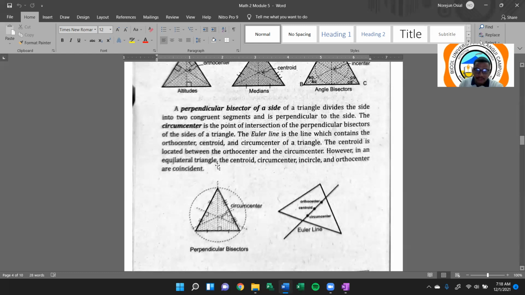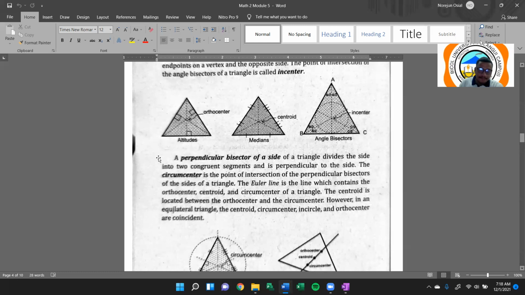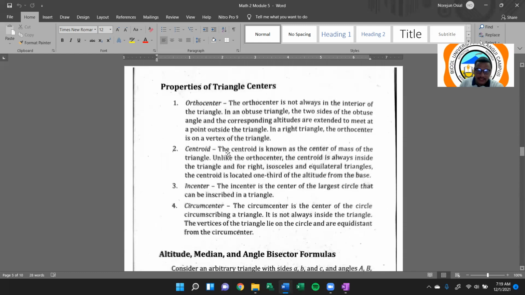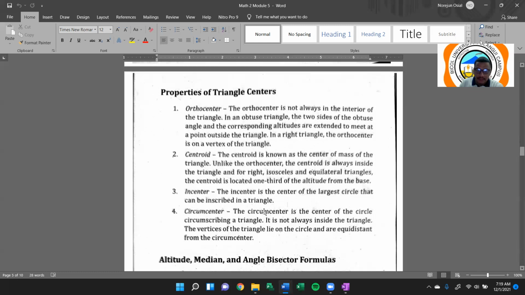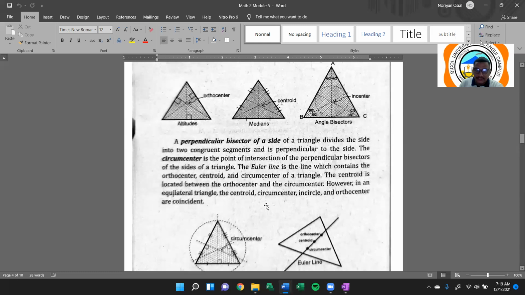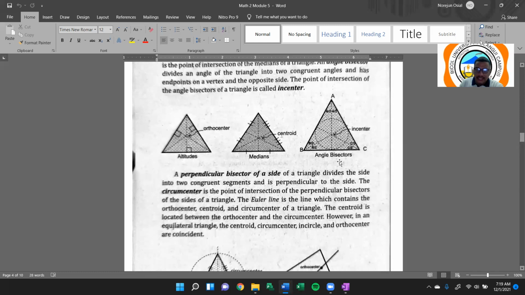Okay, so the centroid is between the orthocenter and the circumcenter of the triangle. The orthocenter is the point of intersection of all the altitudes. The centroid is the point of intersection of the three medians of the triangle. So we can actually read here the definition of each triangle center. And the incenter is the center of the circle inscribed in the triangle.